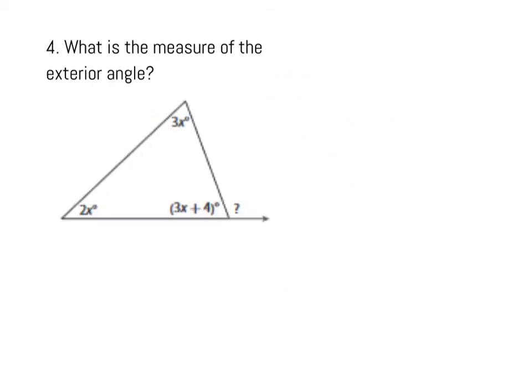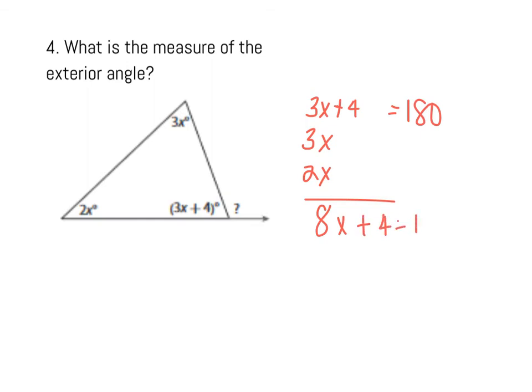Solve question number 4. So here I don't have the exterior angle, but that's what I'm looking for. I am given all 3 angles in the triangle, which means I can write an equation and set them all equal to 180. So I have 3x plus 4 as one angle, I have another 3x, and I have a 2x. So when I combine, 3 plus 3 is 6, 6 plus 2 is 8. So I have 8x plus 4 equals 180 for my triangle.